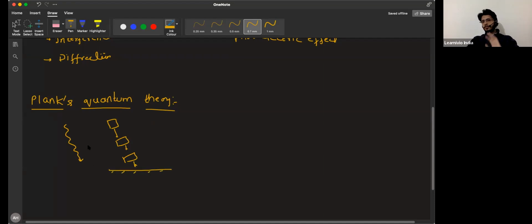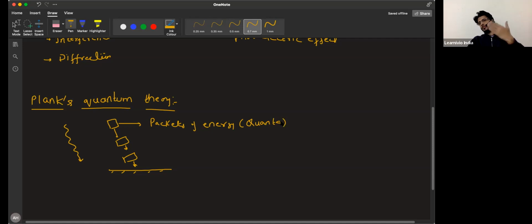So it's against the usual belief that light waves are continuous. Light waves are not continuous. Light waves are a stream of particles, and those particles are coming one by one. The first particle came, then the second particle came, the third particle came. These packets of energy were known as quanta.